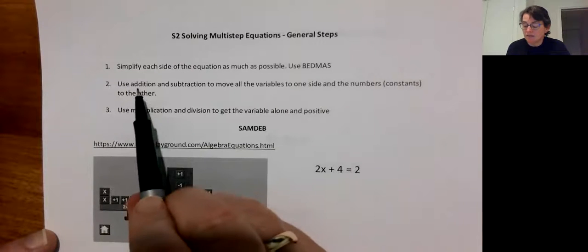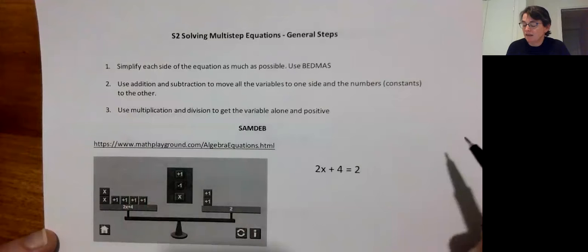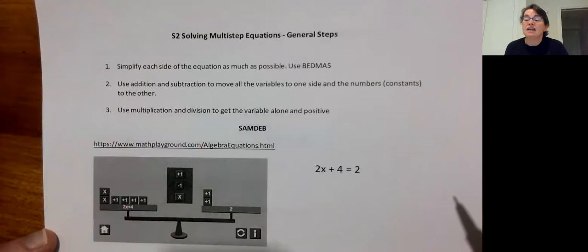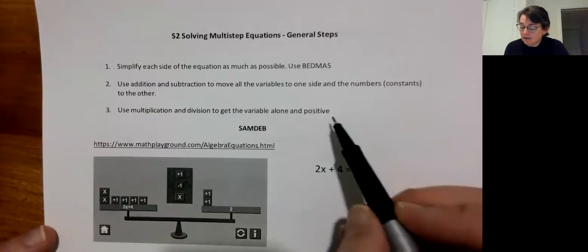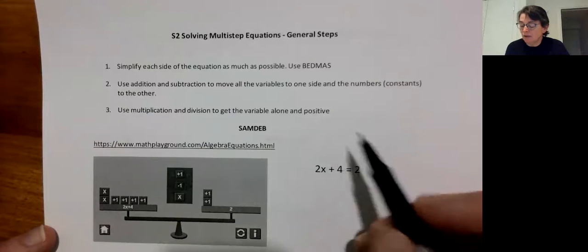The next thing you're going to do is use your addition and/or subtraction to move the variables to one side and the numbers or constants to the other. And I don't care whether the variables are on the left or right. Some people say, oh, it has to be on the left side. Okay, go ahead, doesn't matter to me. Put them on the right side, it's okay. Either one. And then you're going to use multiplication and division to get the variable alone and positive.